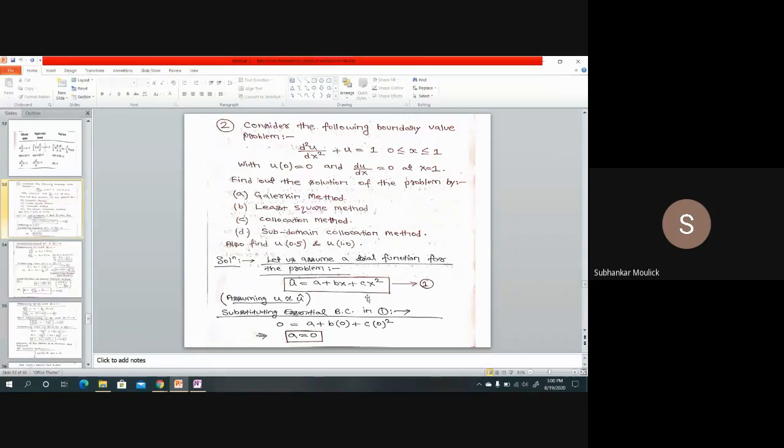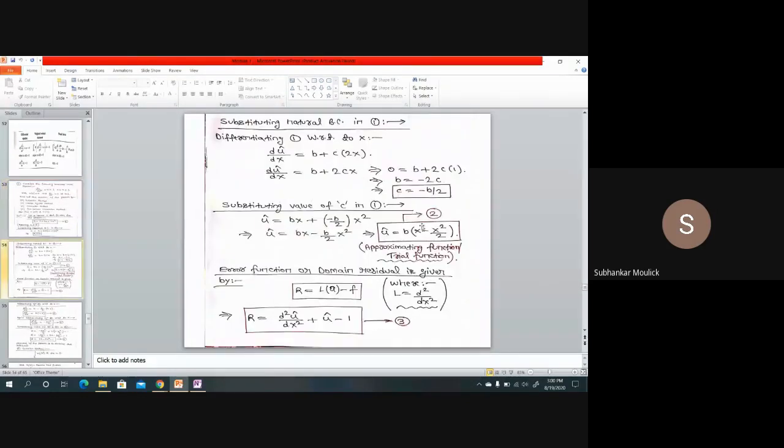a, b और c को मैंने एक ही constant में change किया. This is my final approximating function or trial function. क्या ये clear है? Yes, sir, clear है.